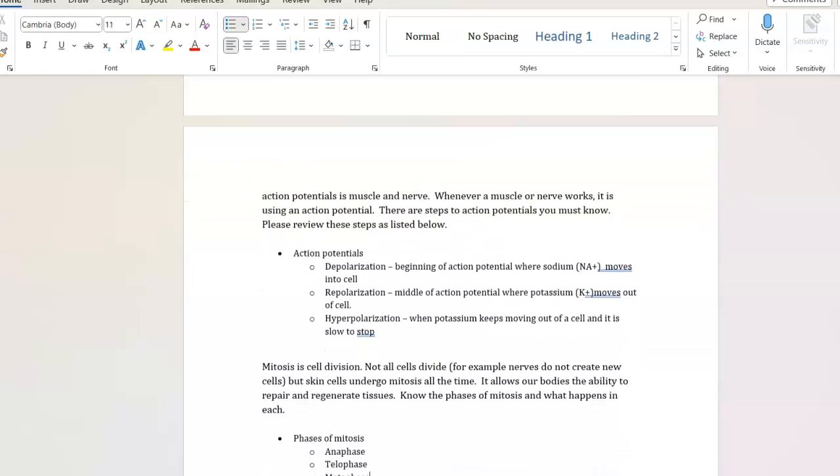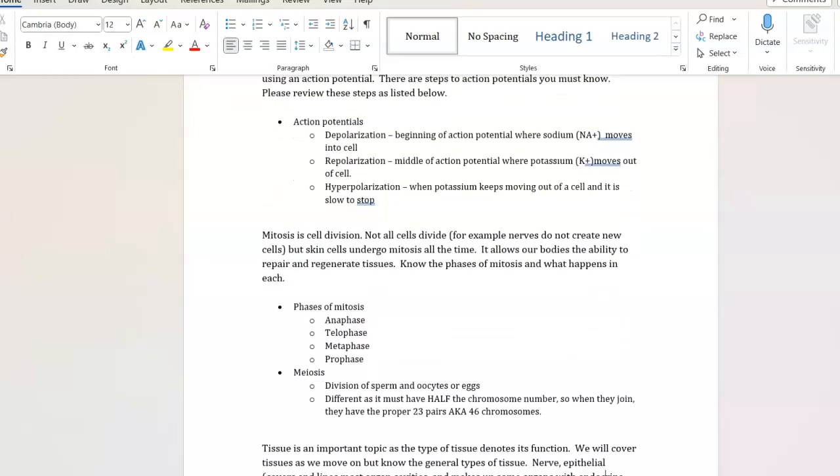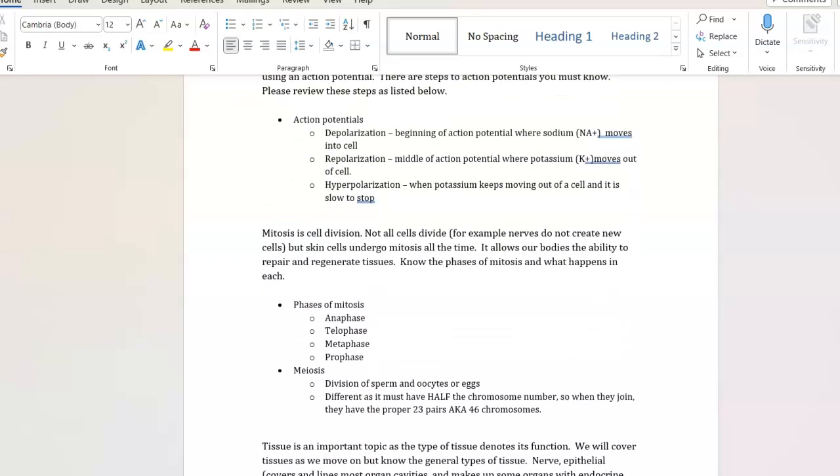Mitosis, you should absolutely know. It's cell division. Okay. Not all cells divide. For example, nerves. Nerves do not create new nerve cells. Skin undergoes mitosis all the time. So think about tissues that regenerate themselves. They are undergoing mitosis all the time. Please know the different phases of mitosis. I actually sort of went through them a little bit further in the notes. So we'll look at that in just a second.